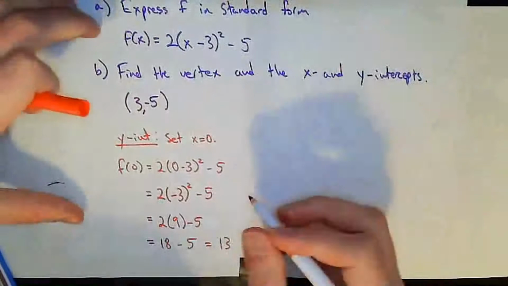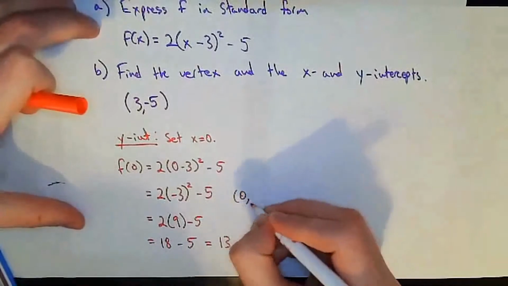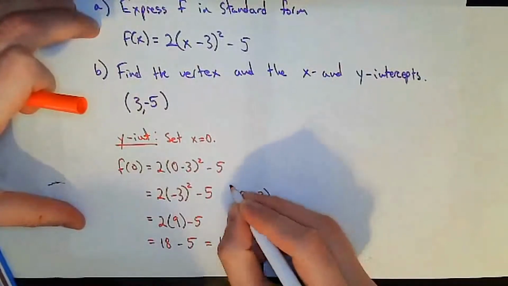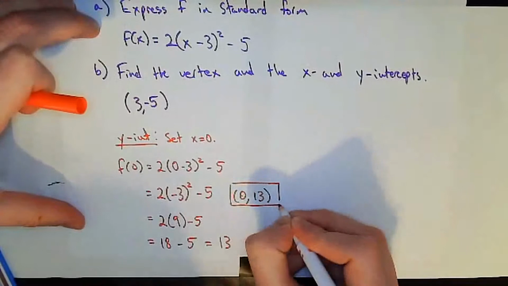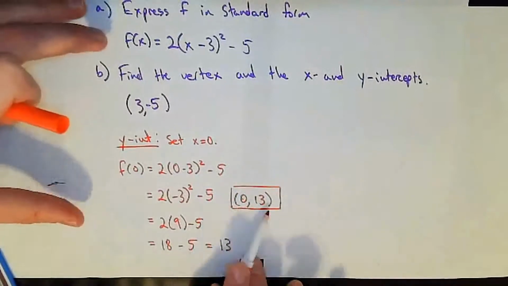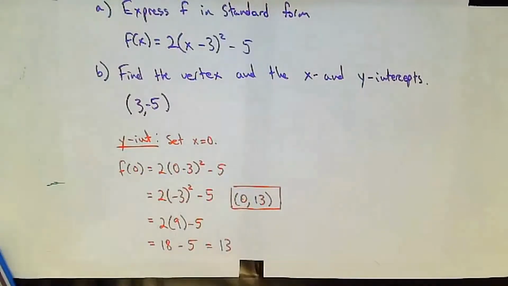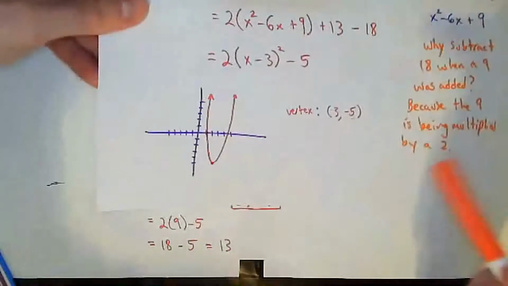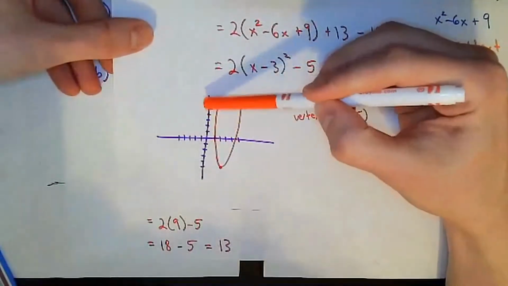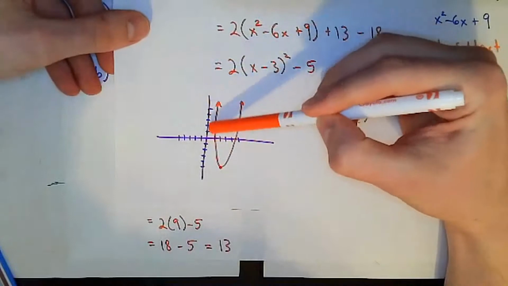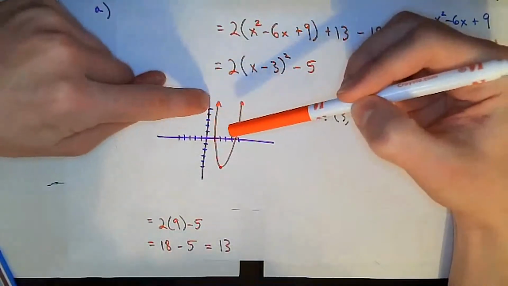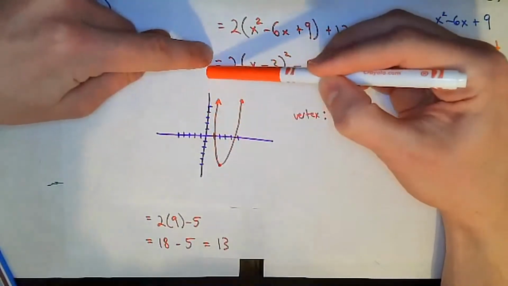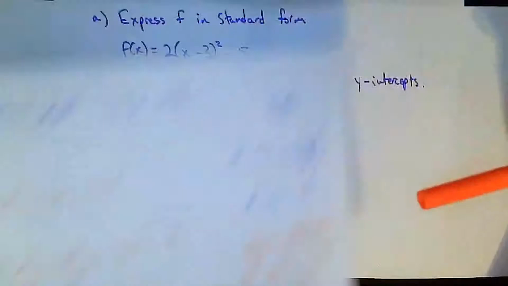I'm not done here though. I need to write the answer. The answer is a coordinate point (0, 13). X is 0, y is 13. So when I drew the sketch here, this should eventually cross at y equals 13. So somewhere up here it would cross the y-axis.